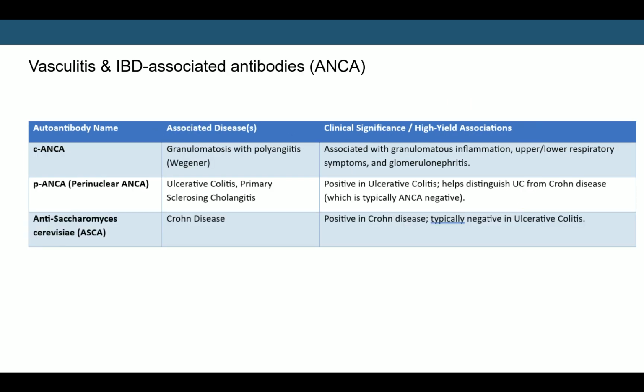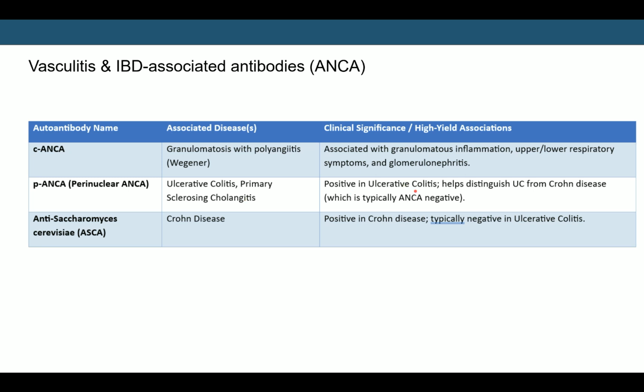For vasculitis and inflammatory bowel disease associated antibodies, we have the ANCA ones, which is going to be the C-ANCA. This is granulomatosis with polyangiitis. The Wegener, okay, the Wegener has C-ANCA. It's associated with granulomatous inflammation, upper and lower respiratory symptoms, and glomerulonephritis. Whereas P-ANCA, which is the perinuclear ANCA, is associated with ulcerative colitis and primary sclerosing cholangitis.